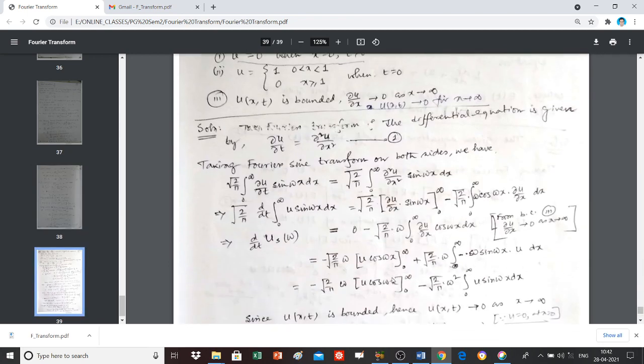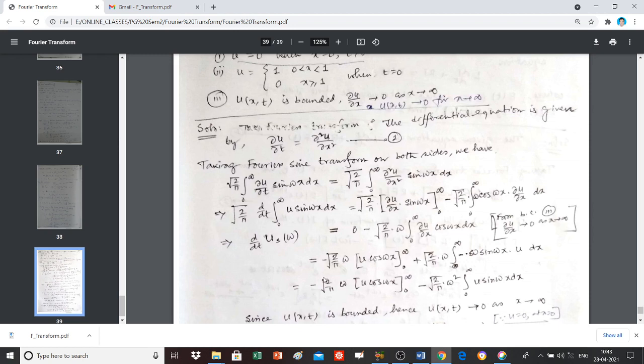Now come to the point: ω times the integral from 0 to infinity of ∂u/∂x cos(ωx) dx. This integration should be carried out using integration by parts, and in that case also cos(ωx) is taken as the first constant, then the integration of ∂u/∂x will give you u. So minus square root of 2/π, then ω, then u cos(ωx) from 0 to infinity as the limit. Then minus, and here another minus will provide a plus sign, then square root of 2/π, ω, integral from 0 to infinity, first differentiating this term, which will give minus ω sin(ωx), and integrating this term u dx.